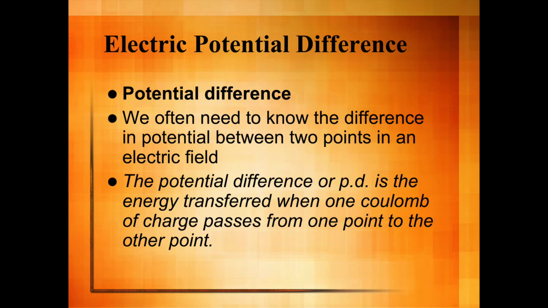So we'll talk about this in the way of the electric potential difference. A lot of the times we're looking at the idea of how much potential we have in a certain spot and then how much potential we have in another spot a little bit farther away. And so the potential difference, or the PD, is the energy transferred when 1 coulomb of charge passes from one point to the other point. And so we're looking at what's actually happening in there as it moves from one place to the next.